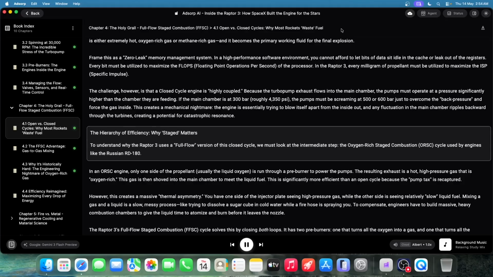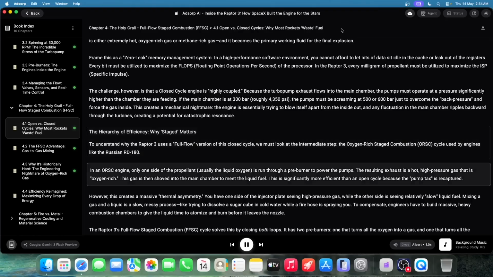To understand why the Raptor 3 uses a full-flow version of this closed cycle, we must look at the intermediate step, the oxygen-rich staged combustion cycle used by engines like the Russian RD-180. And in an oxygen-rich staged combustion engine, only one side of the propellant, usually the liquid oxygen, is run through a preburner to power the pumps. The resulting exhaust is a hot, high-pressure gas that is oxygen-rich. This gas is then shoved into the main chamber to meet the liquid fuel. This is significantly more efficient than an open cycle because the pump tax is recaptured.